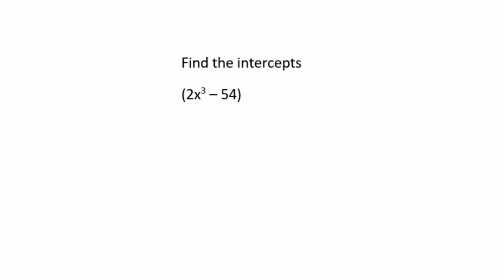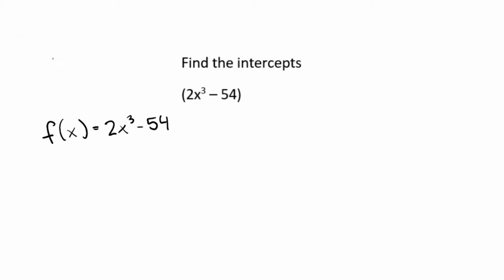All right, today we're going to look at this question. We need to find the intercepts of this equation. To rewrite this equation, it's going to look like this: f of x equals 2x cubed minus 54.